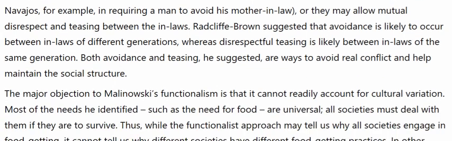Radcliffe-Brown suggested that avoidance is likely to occur between in-laws of different generations, whereas disrespectful teasing is likely between in-laws of the same generation. Both avoidance and teasing, he suggested, are ways to avoid real conflict and help maintain the social structure.